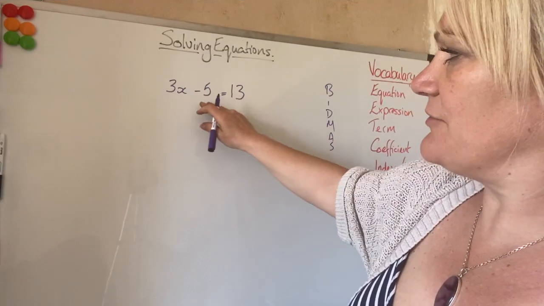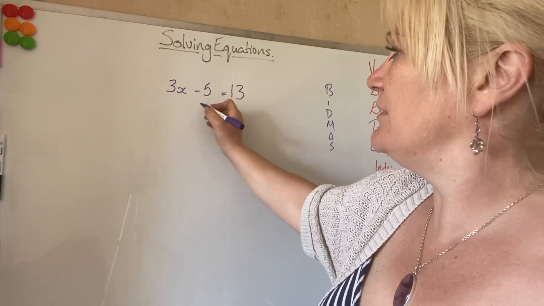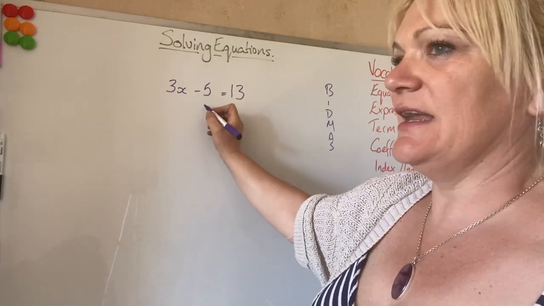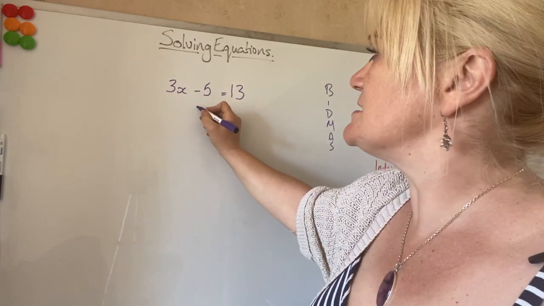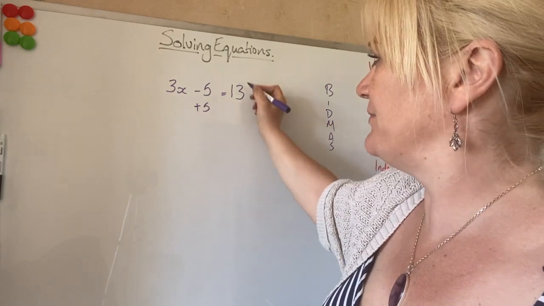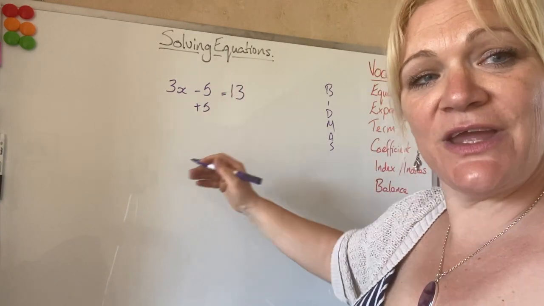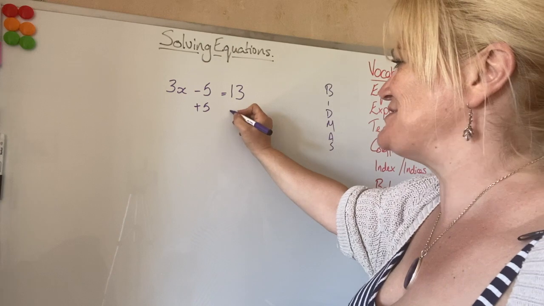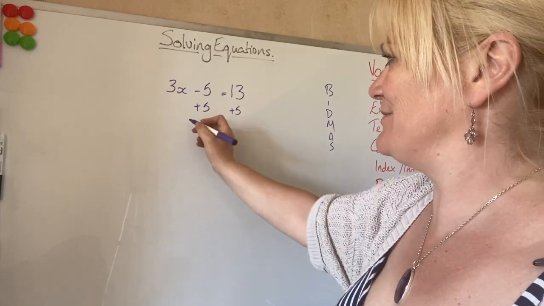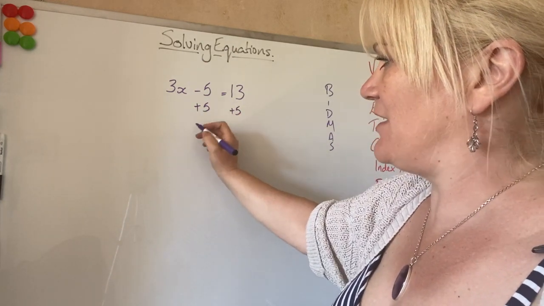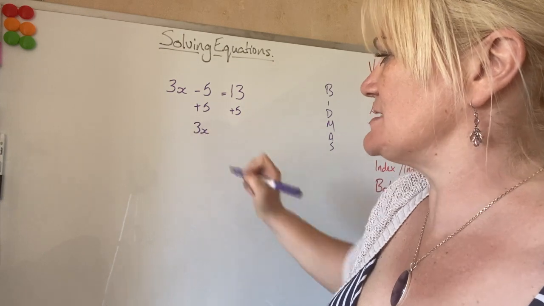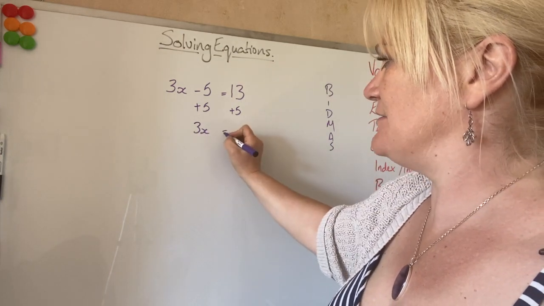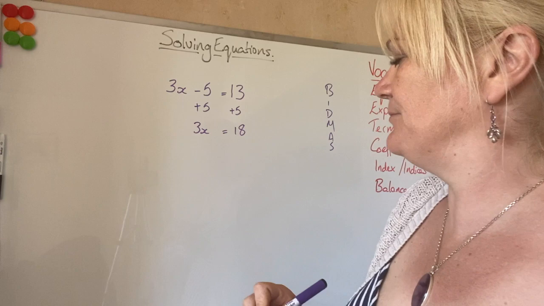The first thing I've got that I'm going to get rid of is my take away 5. And I've got to do the inverse of that, so I'm going to add 5. If I add 5 to that side of the equation, I have to add 5 to this side of the equation. 3x take away 5, add 5, I'm left with just 3x. 13 add 5, I've got 18.